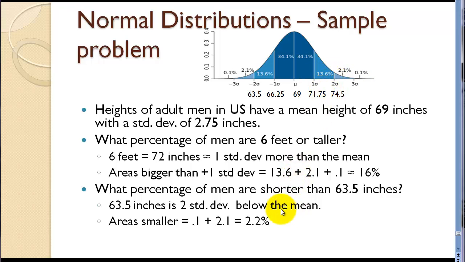If we wanted to know what percentage of men are shorter than about 63.5 inches, that's 2 standard deviations away. So out here, that's about 2.2, or on some tables, these percentages, that would be about 2.5%. So again, we can kind of get an idea of the distribution of our data.